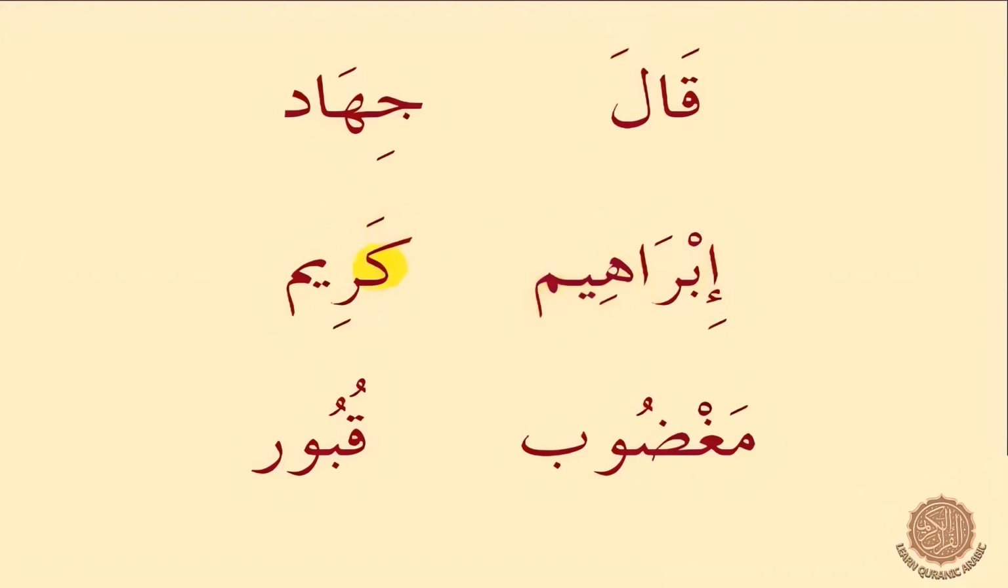Now, Kareem is actually an adjective that means one who's generous. So here we have the ra, kasra, followed by the ya. This is the ya here. So Kareem, not Karim. Next word, maghdoob. So maghdoob here has a dhamma on the dad, followed by the waw. So it's an elongation. So it's an oo sound. And finally, here, qubur. So there's the oo sound again.